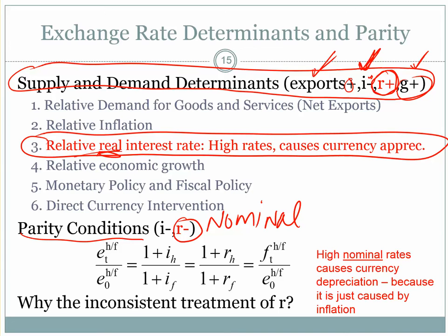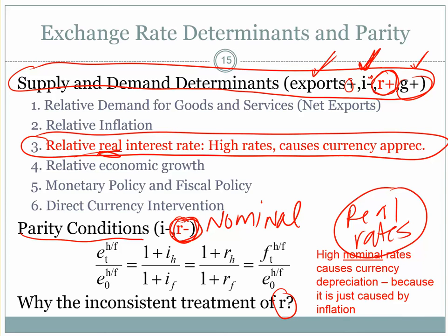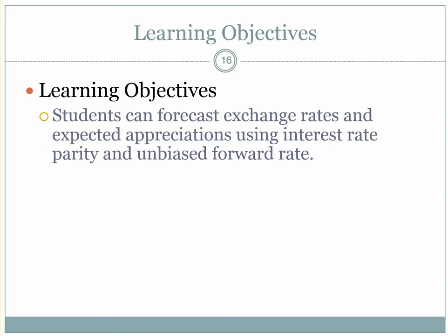Now, the major assumption here is that IRP assumes that real rates are the same. Well, that may not be true in reality, but this model assumes that if there's no arbitrage, real rates are the same. So what this is referring to is only nominal yields. So there's an inconsistent treatment of R when we talk about how it affects an exchange rate. So in this topic, we talked about how to forecast exchange rates and expected appreciations and forward premiums using interest rate parity and the unbiased forward rate.